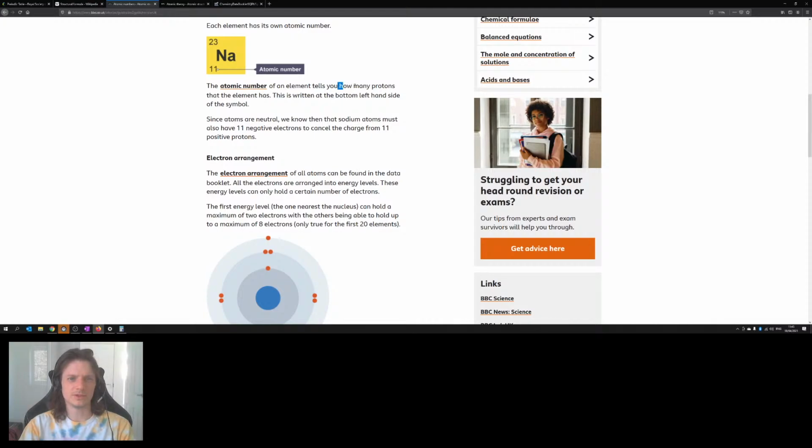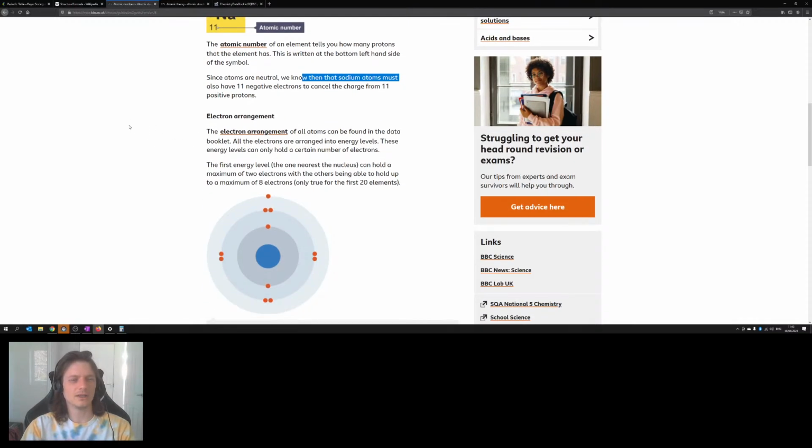The atomic number of an element tells you how many protons that element has. This is written at the bottom left hand side. Since elements are neutral, we know that the sodium atoms must also have 11 negative electrons to cancel the charge from 11 positive protons. The electron arrangement, yeah, that makes sense.